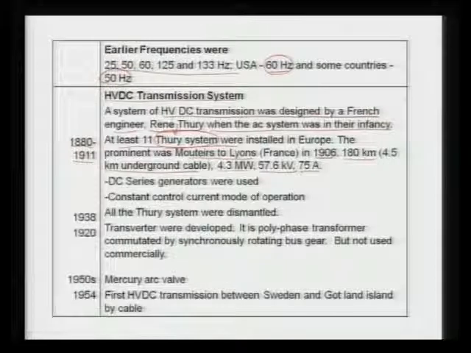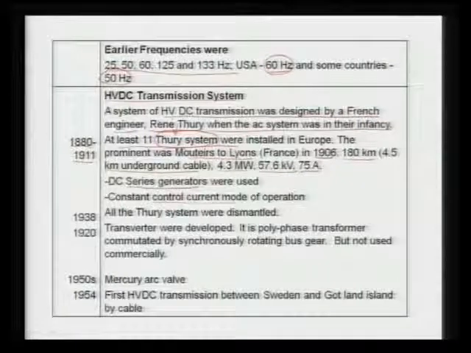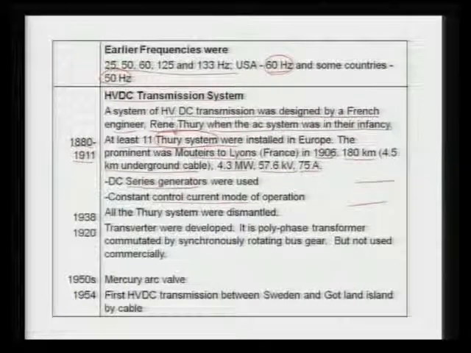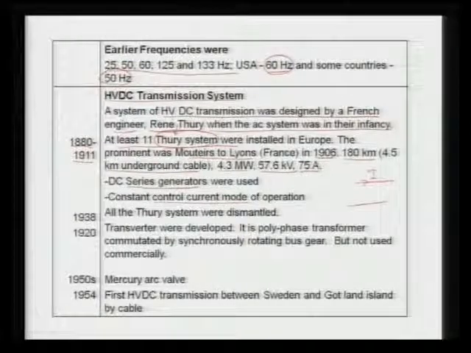The main feature of the Thury system was that it had DC generators, series DC generators, and it operated in constant current control mode, because the current in this DC system was fixed. In the AC system the voltage is fixed and the current changes depending on the load. But in this DC system, he preferred that the current should be constant and the voltage can be changed to control the power and feed the power.